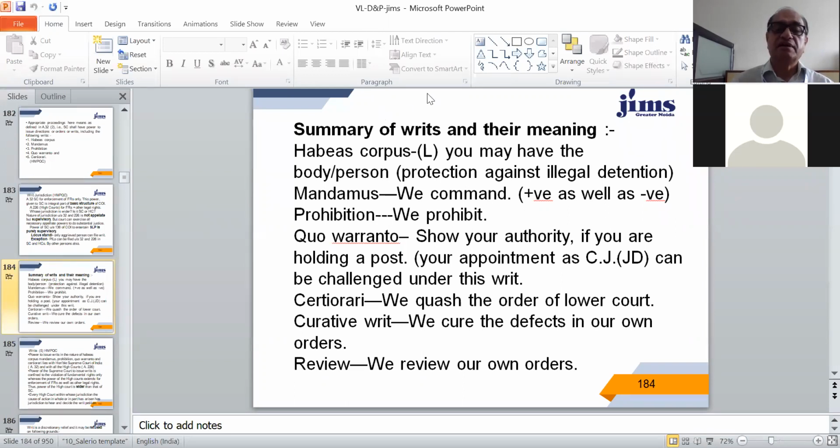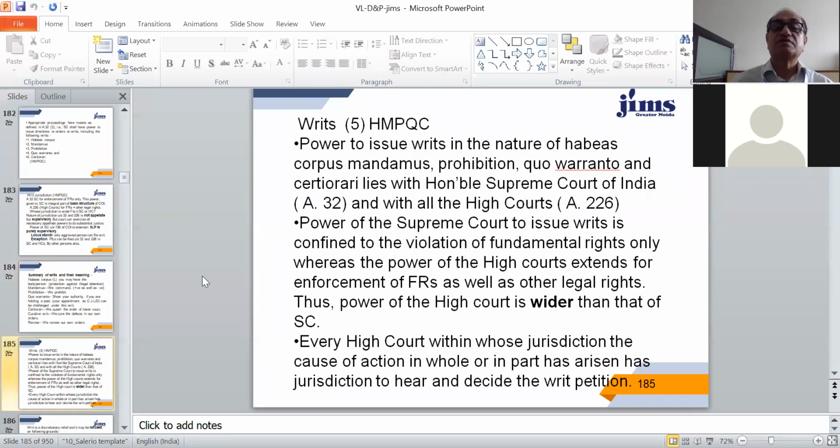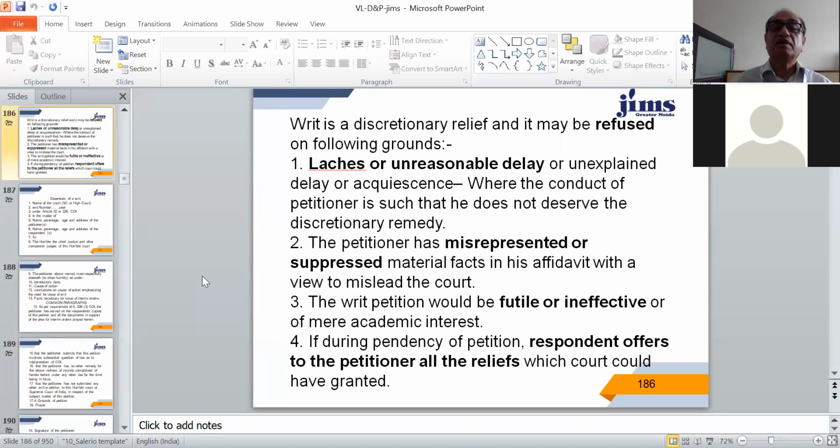Then we have another writ known as curative writ, where we cure the defects in our own orders. And then finally, the power of review is also there, that we review our own orders. So these are the 5 categories of writs, and I have explained to you that the powers of the High Court are wider than the powers of the Supreme Court.